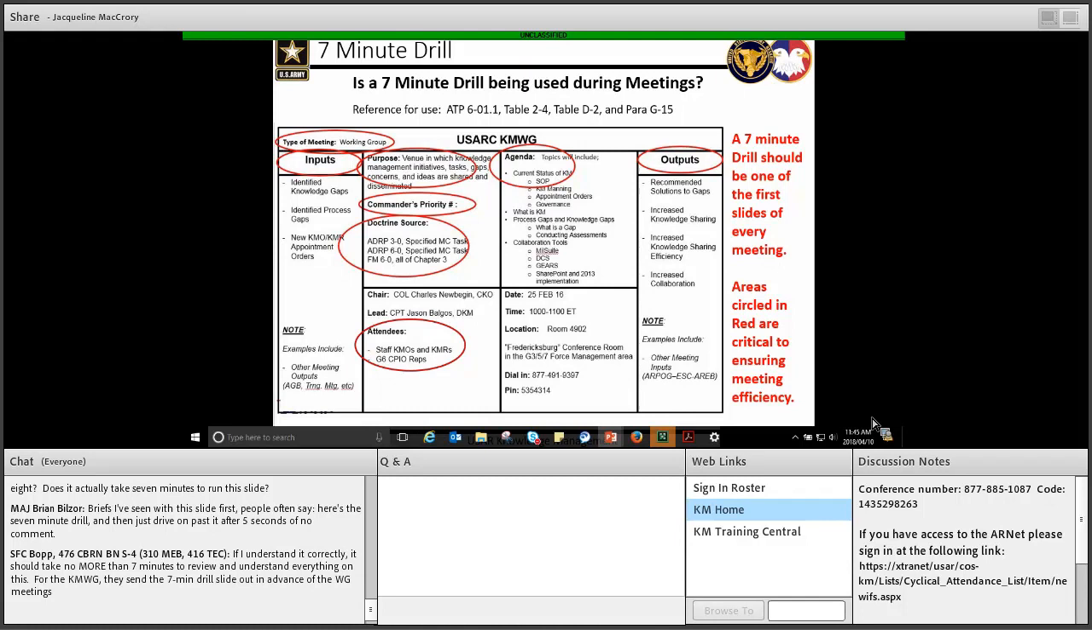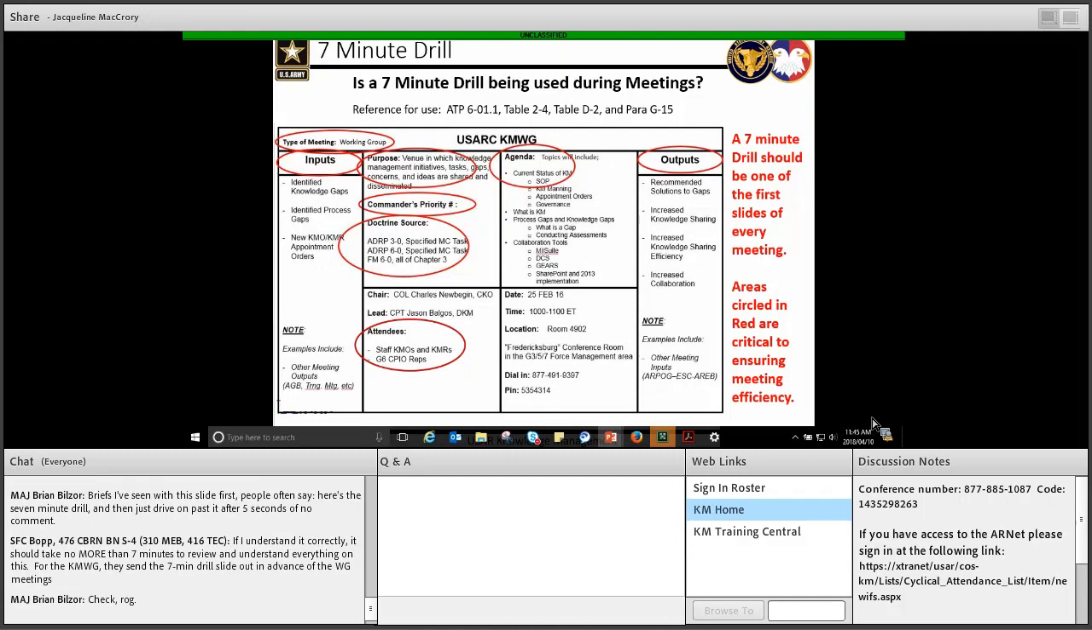The key is tying this to the appendix within the SOP, and then it talks about some of the things that go into not only putting this together, but executing the working group or the meeting that you're going to execute. They also say, briefs I've seen with this as the first slide, people often say, here's a 7-minute drill, and just drive past it after 5 seconds with no comment. Right. So it is important to actually discuss your 7-minute drill so everybody is on the same page. It's not just a placeholder.